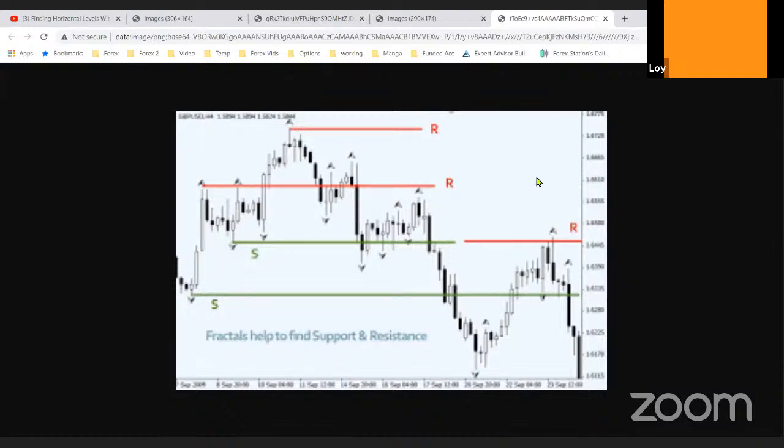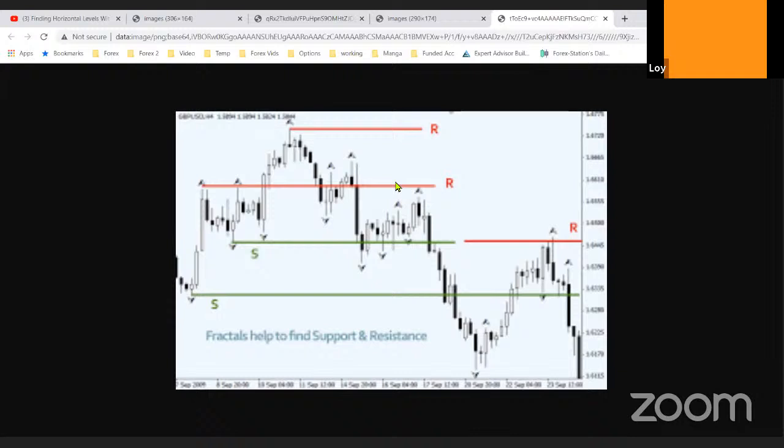Today what we are talking about is using fractals to draw horizontal levels. The MT4 one doesn't help you draw the horizontal level, so whenever a fractal is formed, you have to draw it yourself. But the indicator that I found today helps you draw the levels just to make our life easier. I hope that more or less explains fractals. It is formed by an odd number of candlesticks, either 3, 5, 7.